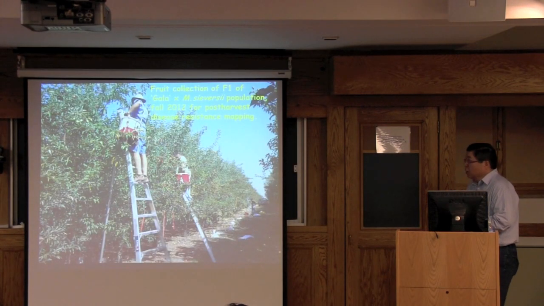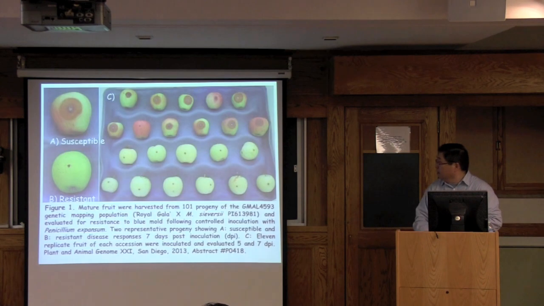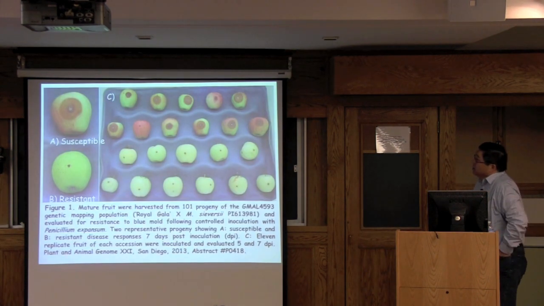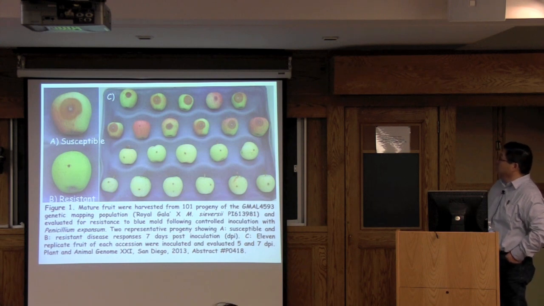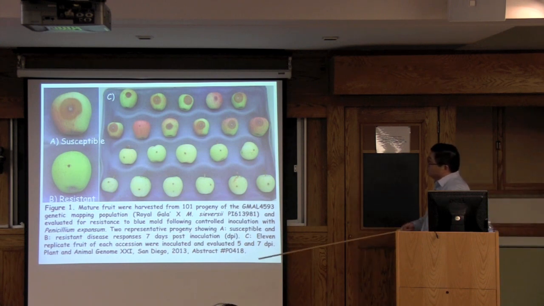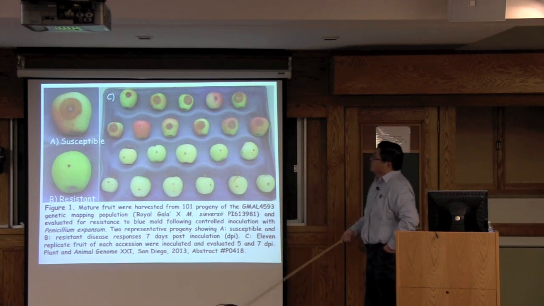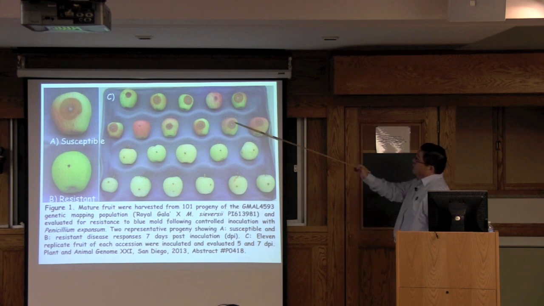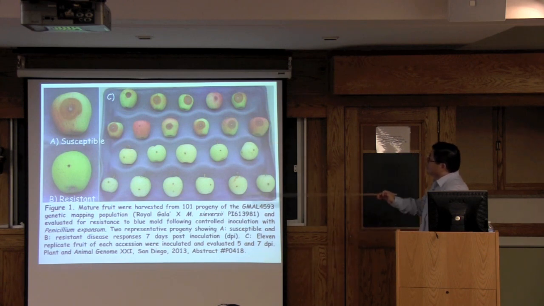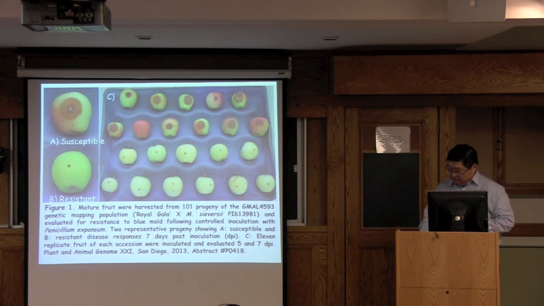Here is just a picture. We were collecting the fruit last year in the field for the inoculation experiment. Here is an example of 11 fruit from one susceptible and one resistant progeny. You can see that 5 to 7 days after inoculation, there's a significant difference in the lesion size between the susceptible material versus the resistant material.